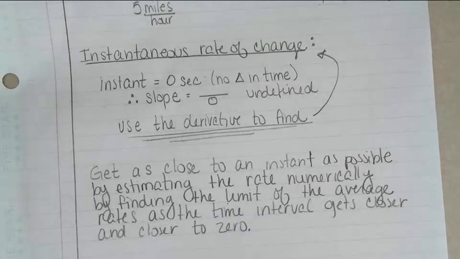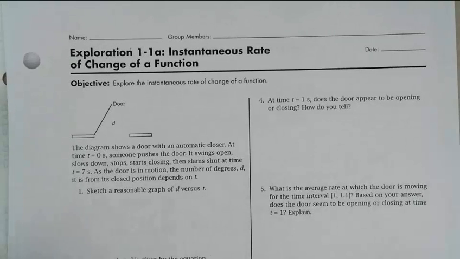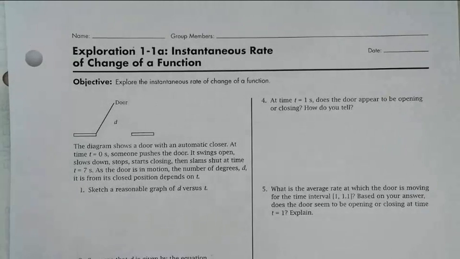We're going to use an exploration to do this. So I have given you guys this exploration 1-1. And you'll notice, now that I'm here talking about this, in our book, every time there's a section 1 in a chapter, it's always going to be some kind of exploration leading you into that chapter and the topic that's going to be discussed in that chapter. Okay. So looking at this exploration, we're going to explore the instantaneous rate of change of a function.